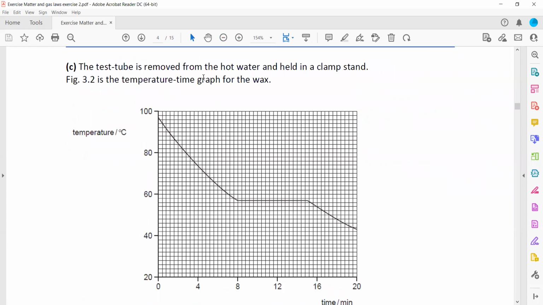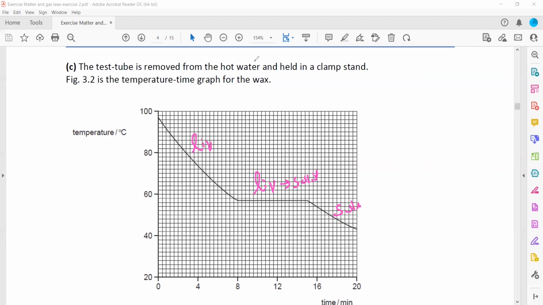The test tube is removed from the hot water and then held in a clamp stand. First we melted the wax and converted it into liquid. Now we cool down the wax. So here we have a liquid. When the temperature is not changing, it means the state is changing. So the liquid is turning into solid at this point, and then we will have solid.